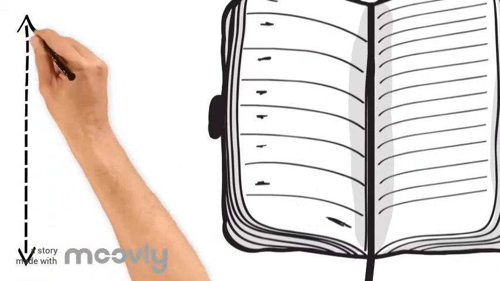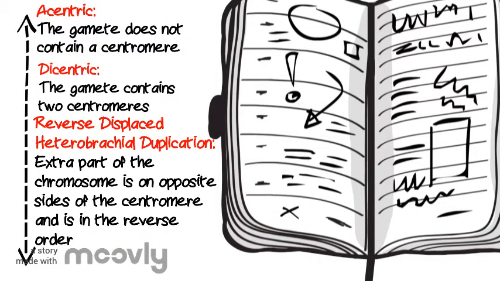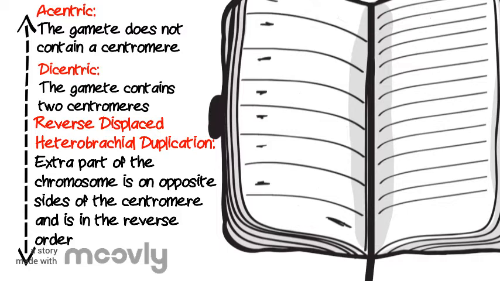Other topics we need to know are acentric, which is when the gamete does not contain a centromere; dicentric, which is when the gamete contains two centromeres; and reverse displaced heterobranchial duplication, which is when an extra part of the chromosome is on opposite sides of the centromere and is in the reverse order.